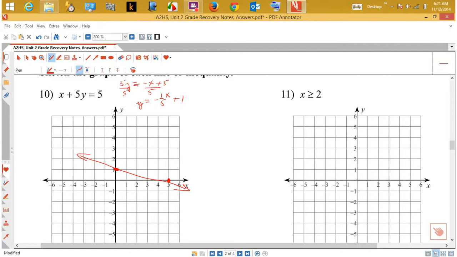And looking at what I would have gotten if I would use slope-intercept, it's the same thing. Look, my y-intercept is 1, there it is, and the slope is a negative 1/5. Down 1 and 5 to the right. 1, 2, 3, 4, 5.